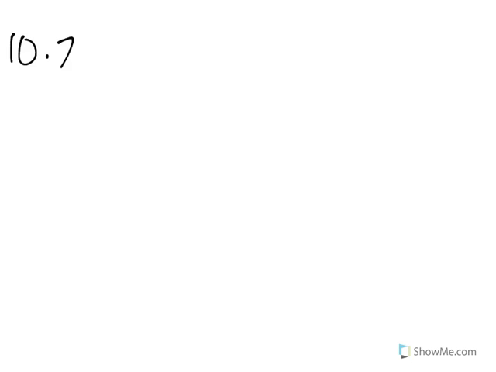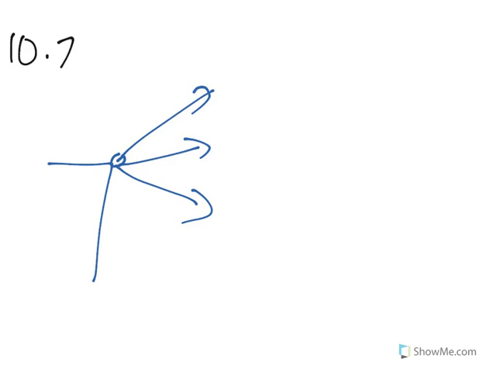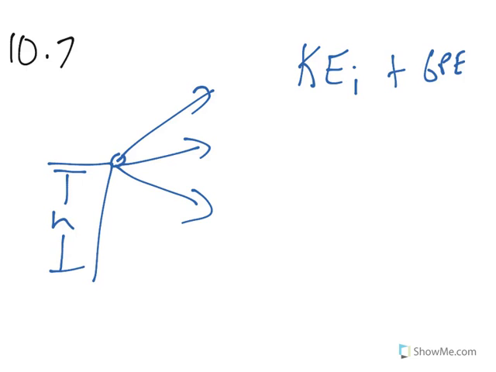Number 10.7. It shows that there are three different balls being thrown off, and they have different angles they're being thrown from, and it asks which one hits the ground with the greatest speed. But the important thing here is this: each one of these balls, if they leave with the same speed, should have the same kinetic energy. They all leave from the same height, so they should all have the same gravitational potential energy.